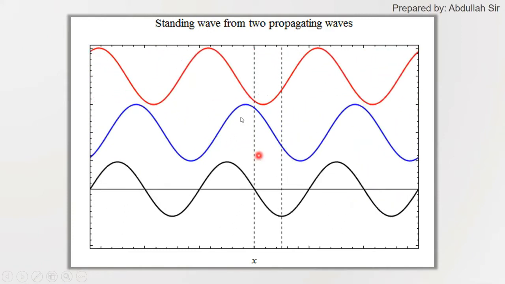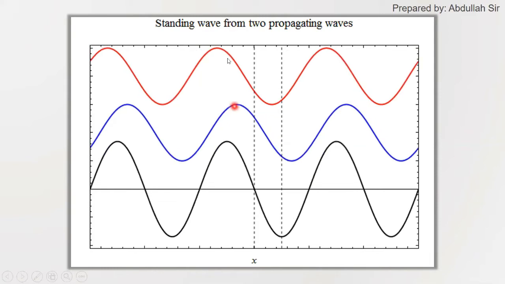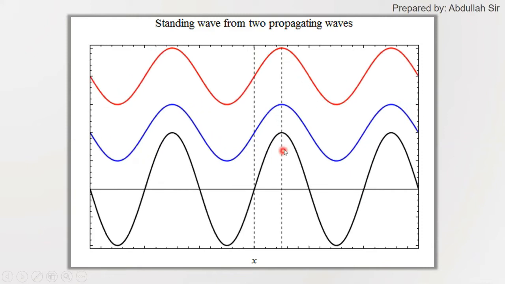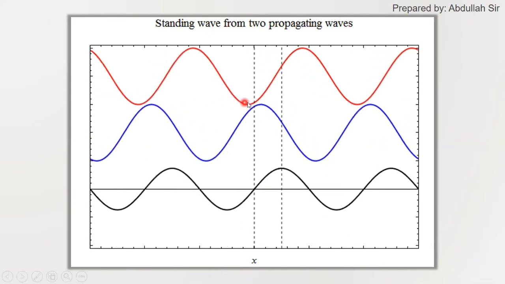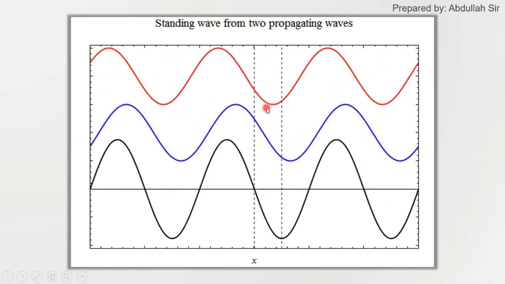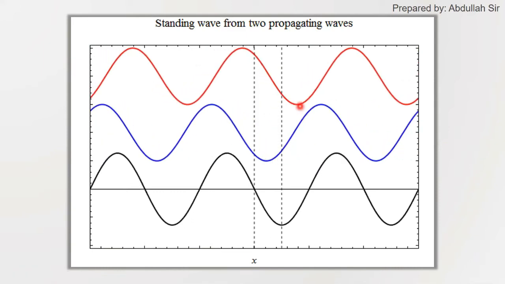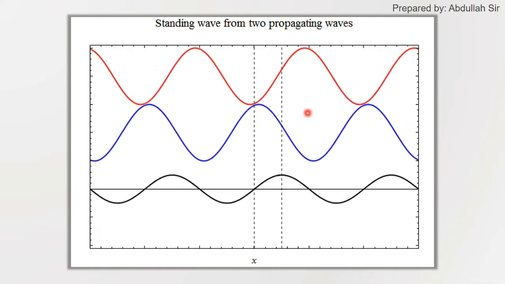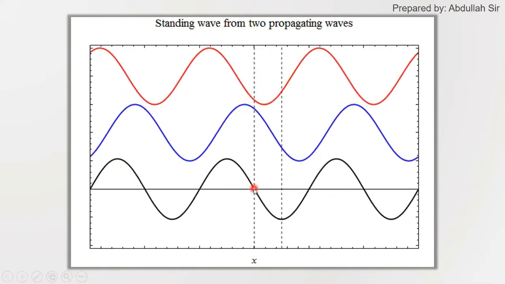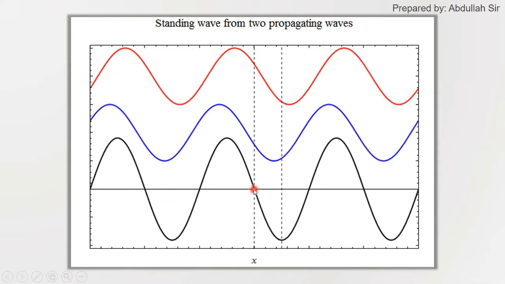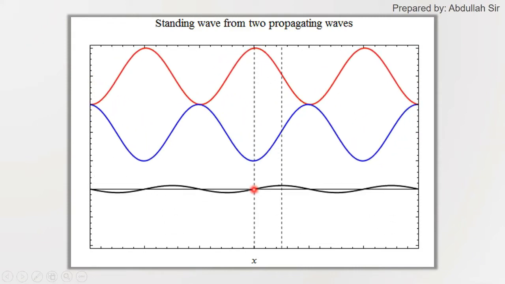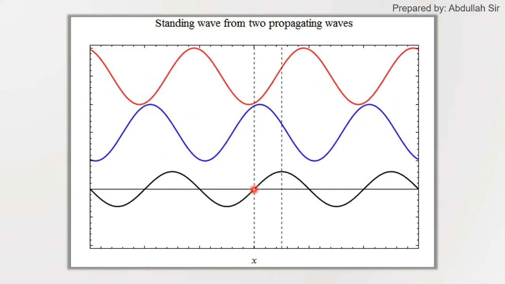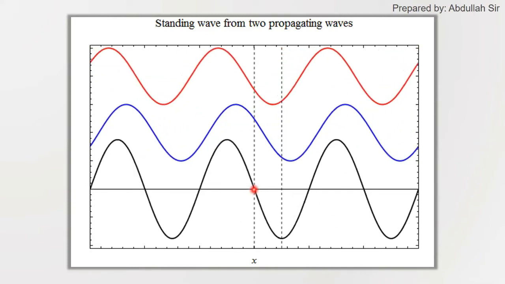So what is happening here, when crest of these two waves superimposes with each other, we will get the maximum amplitude. When crest of one wave interferes with trough of another wave, we will get the minimum amplitude, and that is called as node. Look at this point. This point is not moving from its place, and we can say that the amplitude of this point is minimum.